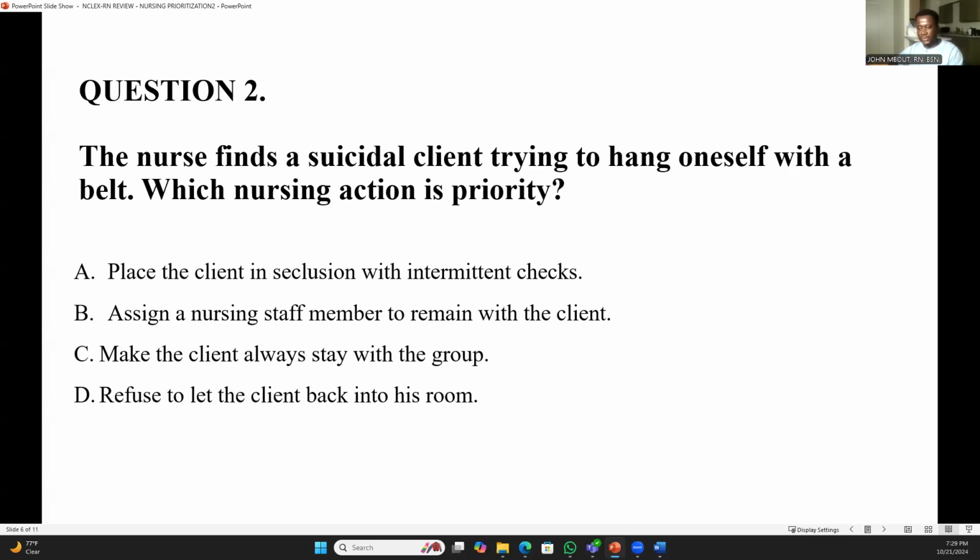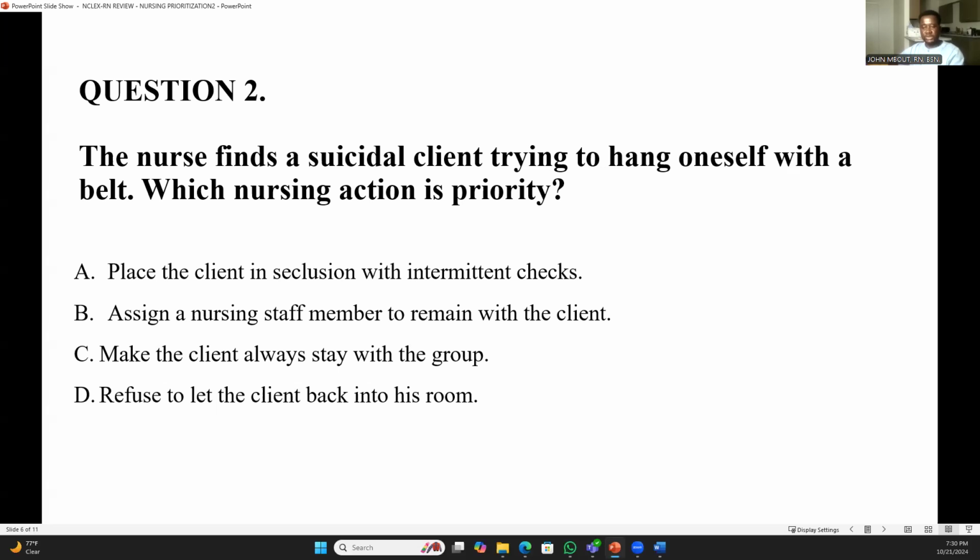Let's see the options first. A, place the client in seclusion with intermittent checks. B, assign a nursing staff member to remain with the client. C, make the client always stay with the group. D, refuse to let the client back into his room. Yes, we have to apply Maslow's hierarchy of needs here. First, you check, does the patient need some physiological, some physical needs? No. The second one is safety. So here, the next need is safety. And the answer is B, assign a nursing staff member.